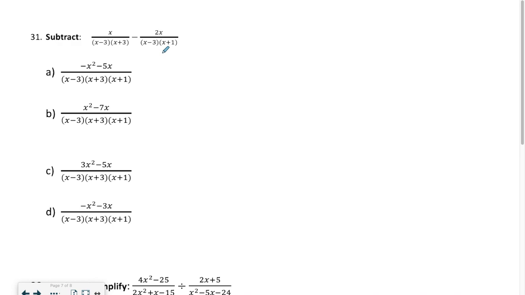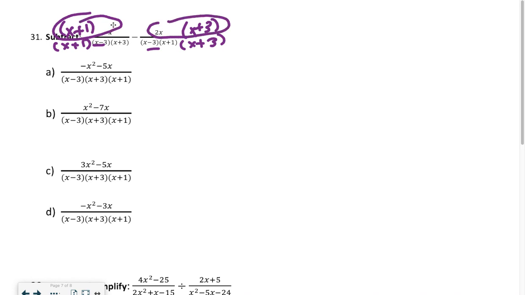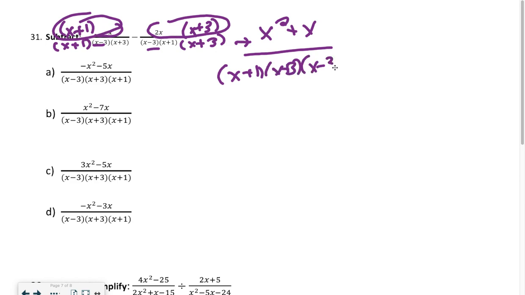In this problem, the denominators are already factored for us, so we want to identify which of our terms or factors are the same. In this case, x minus 3 is the same, so let's see what this has that this needs. This has an x plus 3, so this needs an x plus 3. This has an x plus 1, so this needs an x plus 1. Again, you're going to combine these first, sorry, I missed the x. So x distributed in is going to give me x squared plus x. Here I'm going to distribute the 2x.